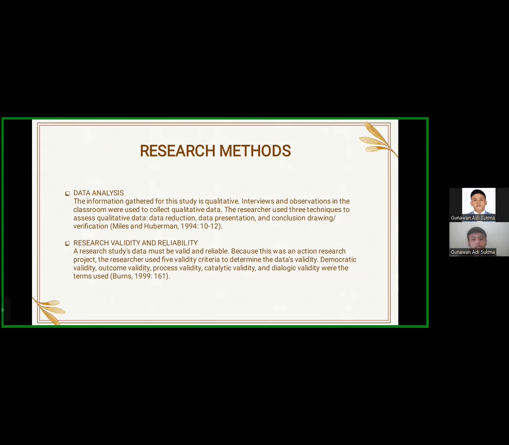A research study's data must be valid and reliable. Because this was an action research project, the researcher used 5 validity criteria to determine the data validity. The first is democratic validity, then outcome validity, process validity, catalytic validity, and dialectic validity, according to Burns in 1999.